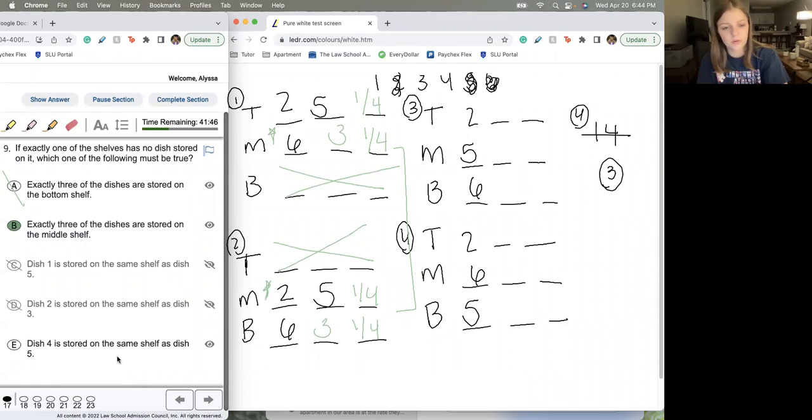E, dish 4 is stored on the same shelf as dish 5. Very similar to answer choice C, 1 and 4 are flipping between one another. So 4 could be on the shelf with 6 and 3. So it does not have to be true that 4 is with 5. So our answer choice becomes B.